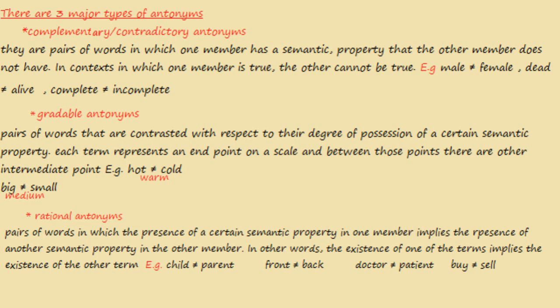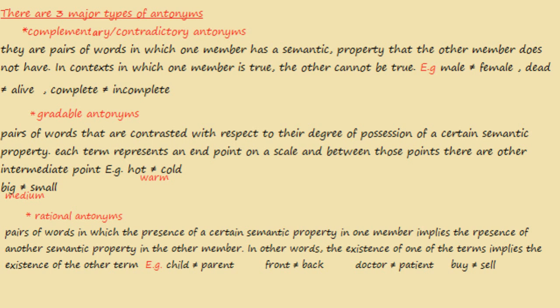Complementary or contradictory antonyms are pairs of words in which one member has a semantic property that the other member does not have. In a context in which one member is true, the other cannot be true. For example, we have male and female, girl and woman, the same example that we have given before. Dead, alive. For example, complete, incomplete. So if you are a male, you cannot be a female.